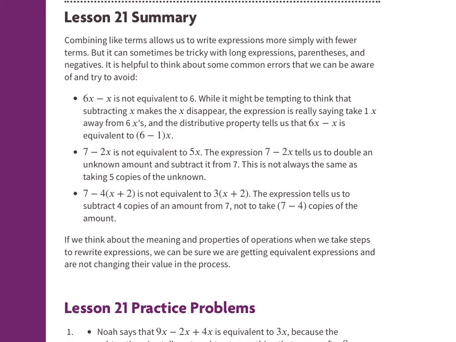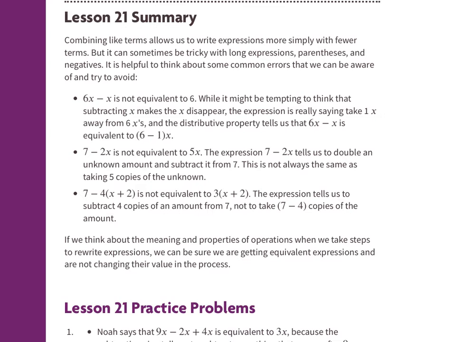Combining like terms allows us to write expressions more simply with fewer terms, but it can sometimes be tricky with long expressions, parentheses, and negatives. It is helpful to think about some common errors that we can be aware of and try to avoid. 6x minus x is not equivalent to 6. So when we subtract, think about x-rays. 6 x-rays minus an x-ray wouldn't give me 6. 6 x-rays minus an x-ray would give me 5 x-rays. So it might be tempting to think subtracting x makes the x disappear. The expression is really saying take 1x away from 6x.